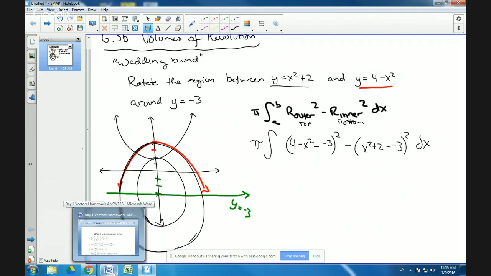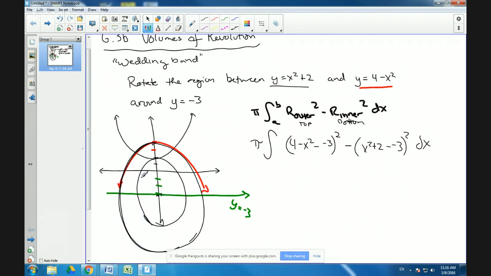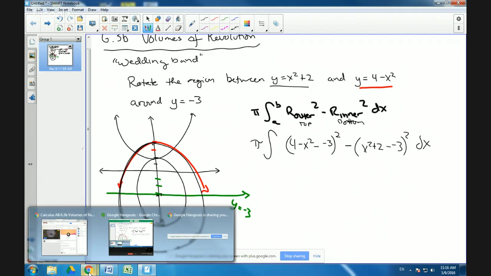Is there a difference between the wedding band and the washer? Well, a washer would be a cylinder with a hole cut through it. A wedding band is rounded, so it doesn't touch you, right? So this would be more of a male wedding band, I think. We don't need to get into finer points.